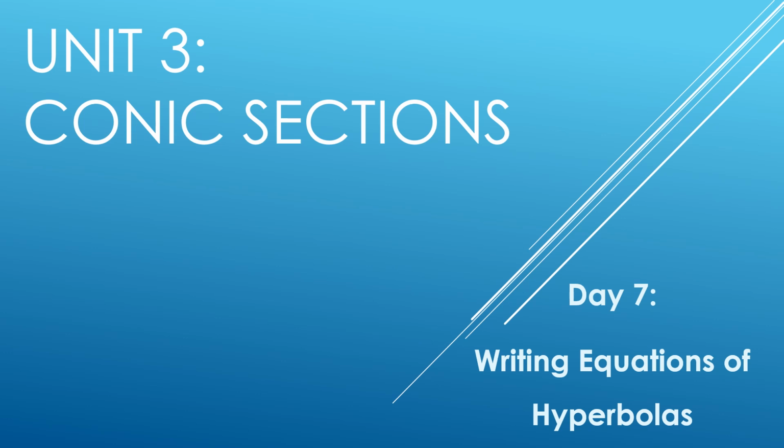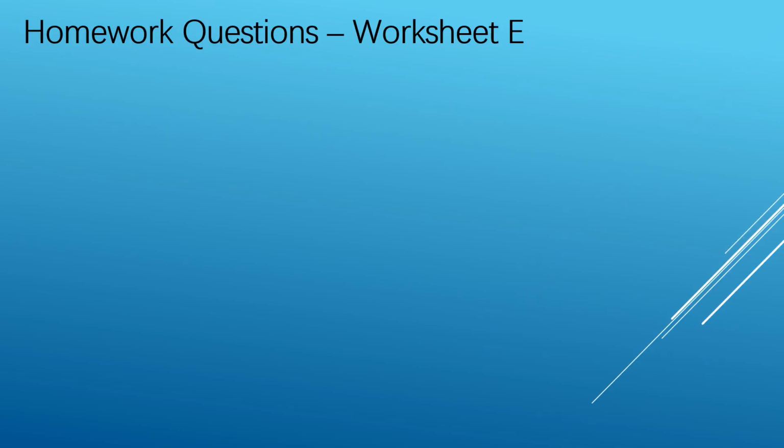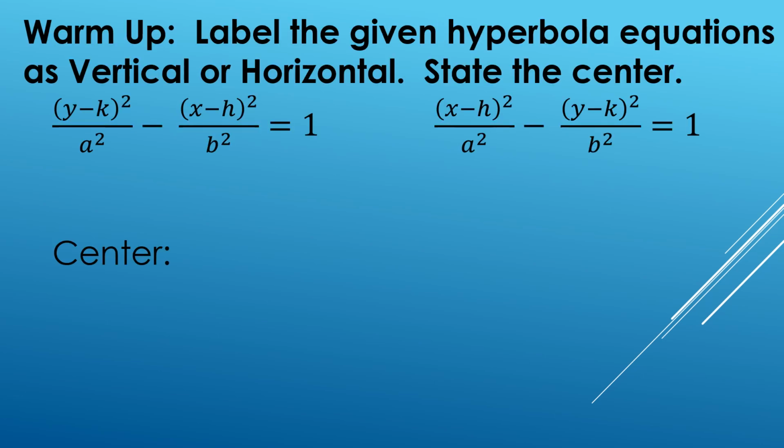In this lesson, we are going to write equations of hyperbolas given various information. So we are going to start by just reviewing the different equations of the hyperbolas, the similarities and the differences. No matter what, the center is always going to be the opposite of the h value and the opposite of the k value. So that's true for either a vertical hyperbola or for a horizontal hyperbola.